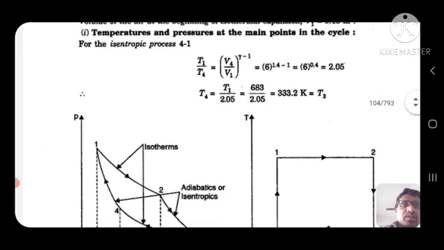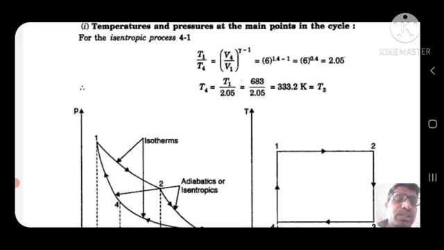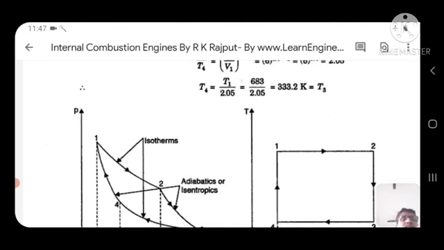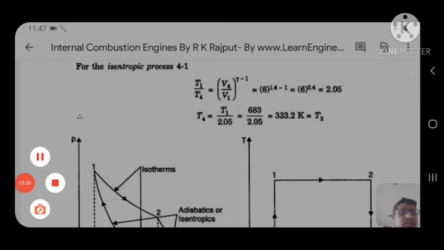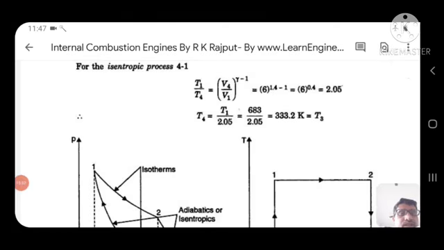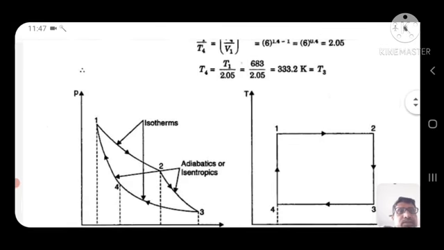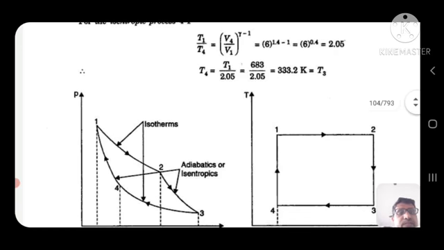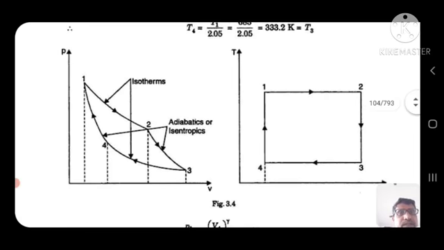Temperature and pressure at the main points in the cycle: T1 by T4 is equal to V4 by V1 whole to the power gamma minus 1, that is equal to 6 to the power 1.4 minus 1. So that is equal to 6 to the power 0.4 equal to 2.05. T4 is equal to T1 by 2.05. So 683 by 2.05, 333.2 Kelvin equal to T3.